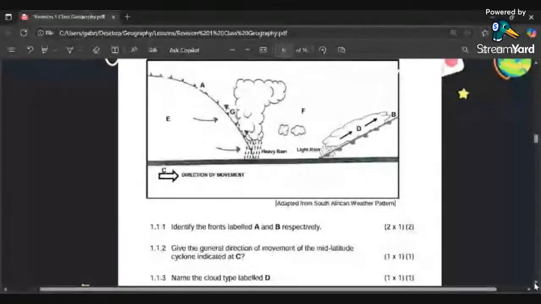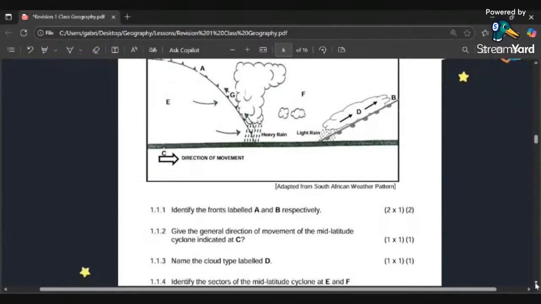And then 1.1.3, name the cloud type labeled D. So as I said, the type of clouds that you would see at D, which are associated with your warm front, will be your nimbostratus clouds. But for those that are closer to your cold front, they are cumulonimbus clouds.